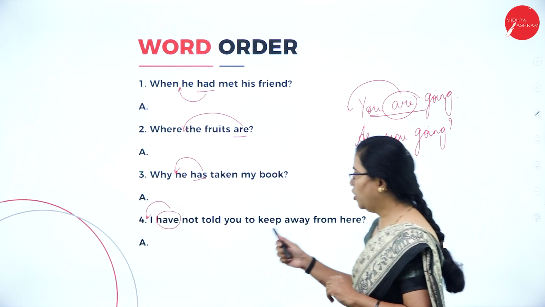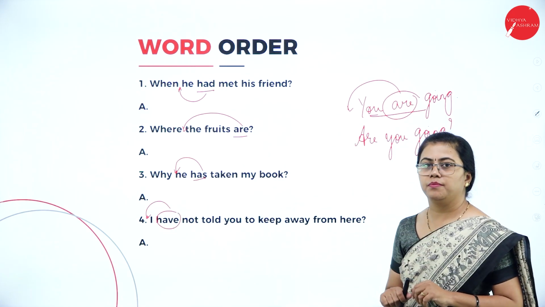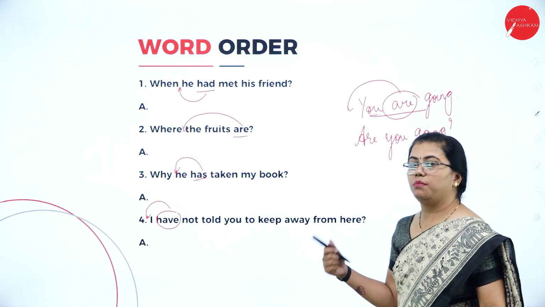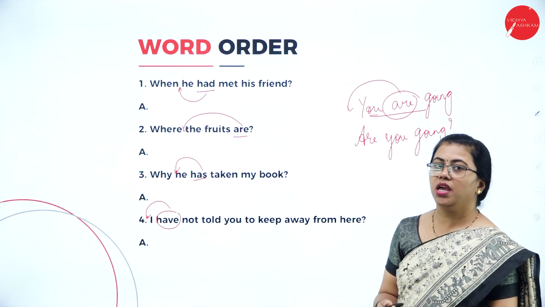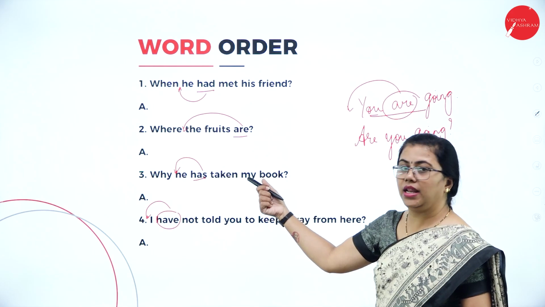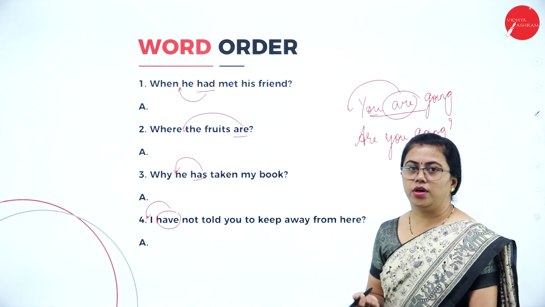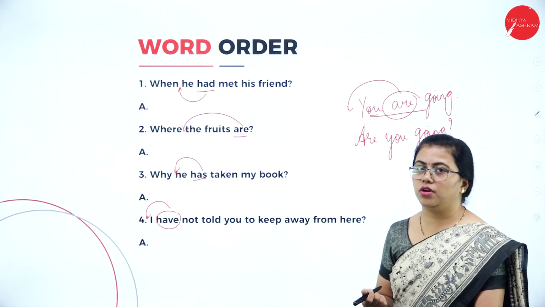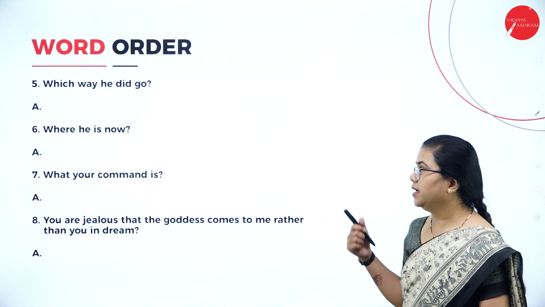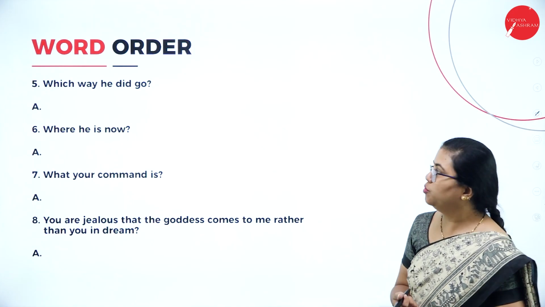Okay, have I not told you to keep away from here? So this way you are making it into a question. Be it a pronoun in the beginning or be it a questioning word, you need to put the auxiliary verb in the beginning. That is the helping verb. So again, let us see a few more examples.